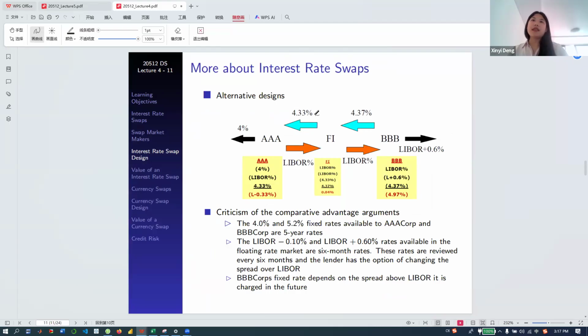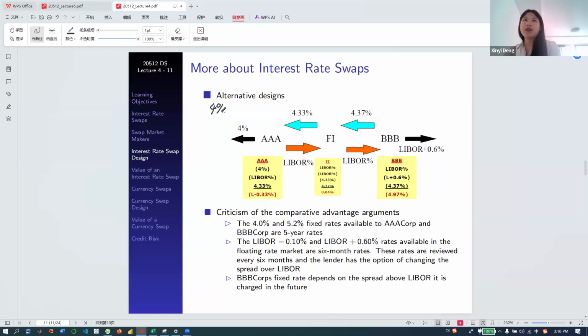So you can see that here the financial intermediary's commission is still 0.04%. And also the effective borrowing rate of AAA is still LIBOR minus 0.33%. So let me show you guys how. I will just show you guys for AAA. So for AAA, let's just calculate its effective borrowing cost.